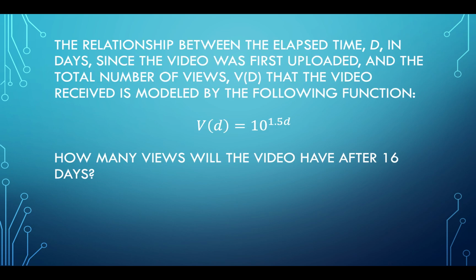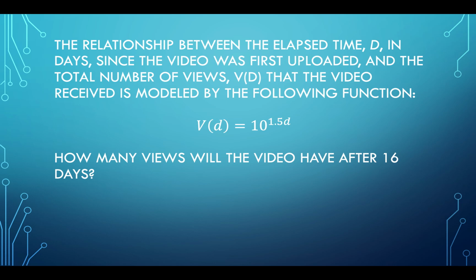In the first problem I gave you yesterday, it said the relationship between the elapsed time D in days since the video was first uploaded and the total number of views, V(D), that the video received is modeled by the following function. V(D) is equal to 10 to the 1.5 times D power. So we want to know how many views will the video have after 16 days.